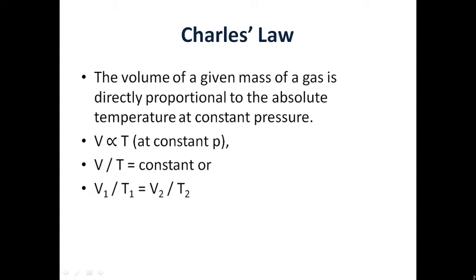So the relation is V is directly proportional to T at constant pressure, or V over T is equal to constant. So if there are two different conditions, V1 T1 and V2 T2, the V1 over T1 value will be constant, and the V2 over T2 value will also be constant. So finally the relation will be V1 over T1 is equal to V2 over T2.